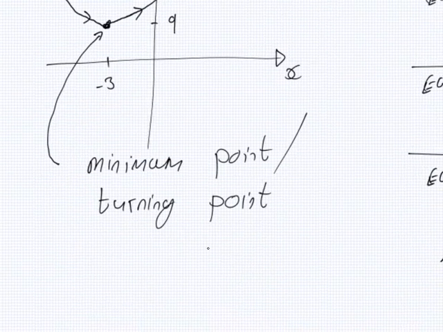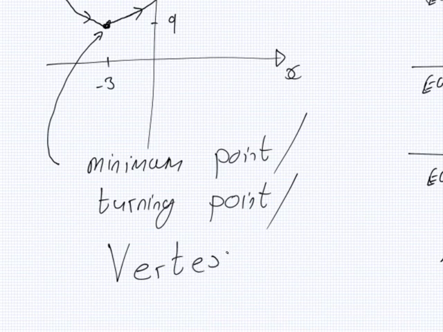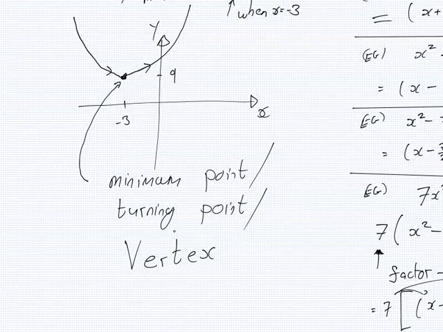Any other points we know? Any other names? No? One more begins with a B. You think you know? I think you might know. Say again? Not this one. Sounds like it. Not this. Vertex. Did you know it? No, okay, it's a new one. Just please note these words here.